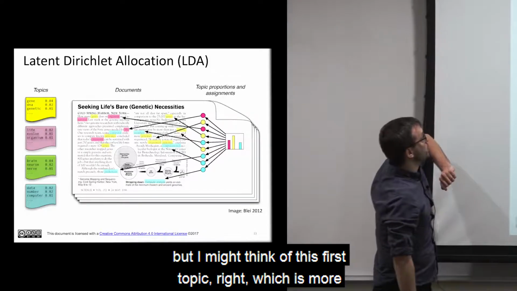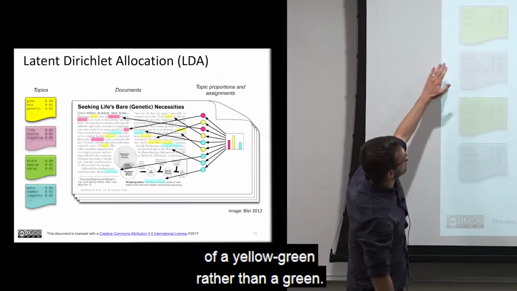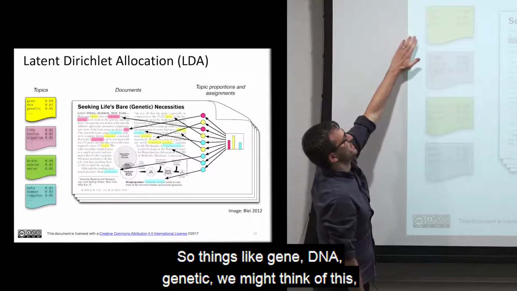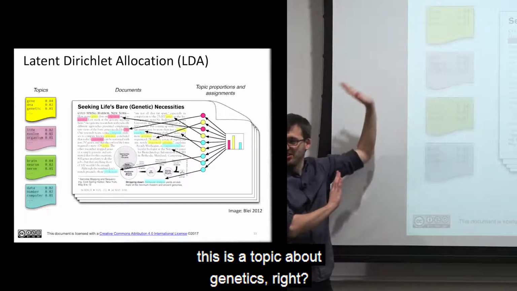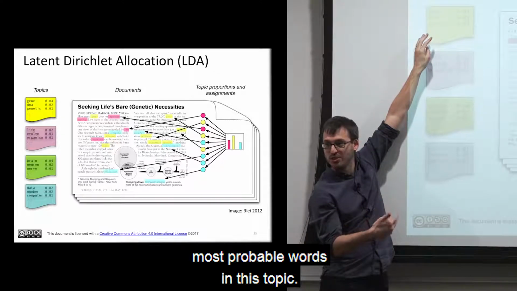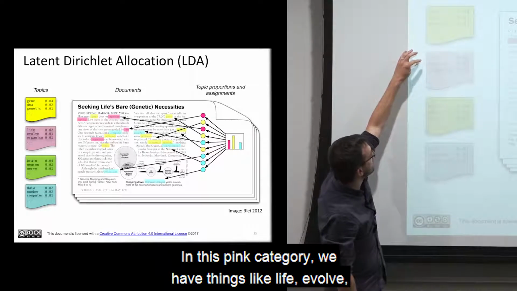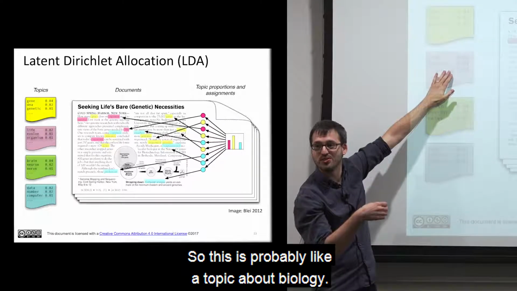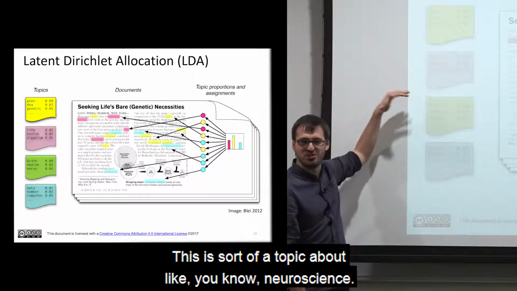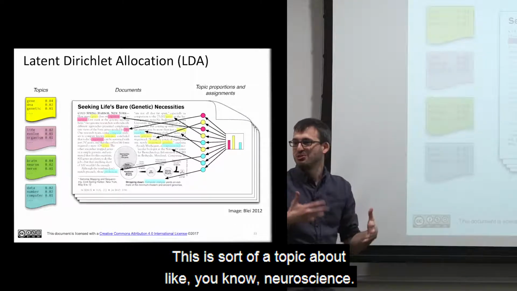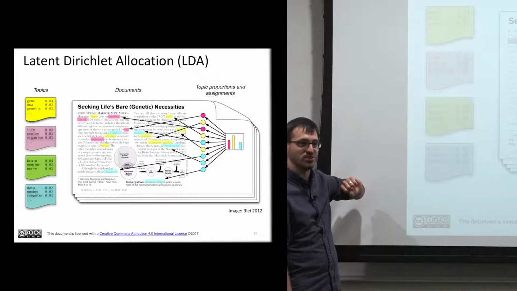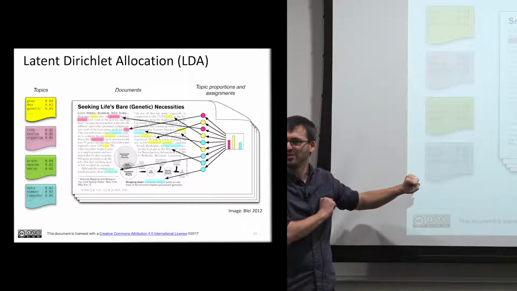Again, topics are just distributions over words, but I might think of this first topic, which is more of a yellow-green rather than a green. It's sort of hard to parse. Thankfully, there's no green in this document. Things like gene, DNA, genetic, we might think that this is a topic about genetics. These are the most probable words in this topic. In this pink category, we have things like life, evolve, and organism as the most probable words, so this is probably a topic about biology. Green is brain, neuron, nerves, so this is a topic about neuroscience. And finally, this blue category has things like data, number, computer as its most probable words. This is computation or computing as a category.